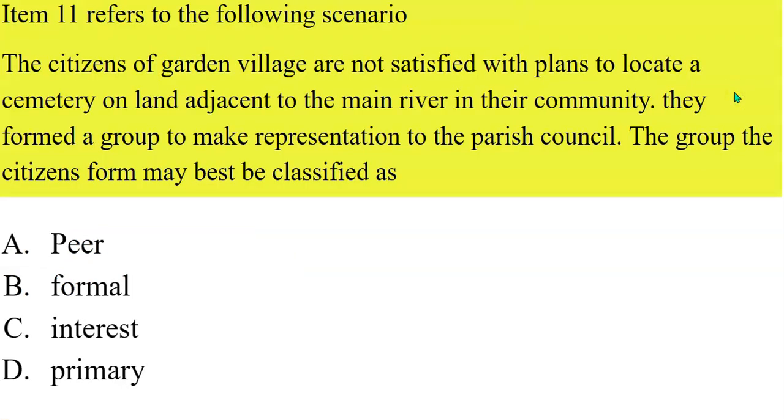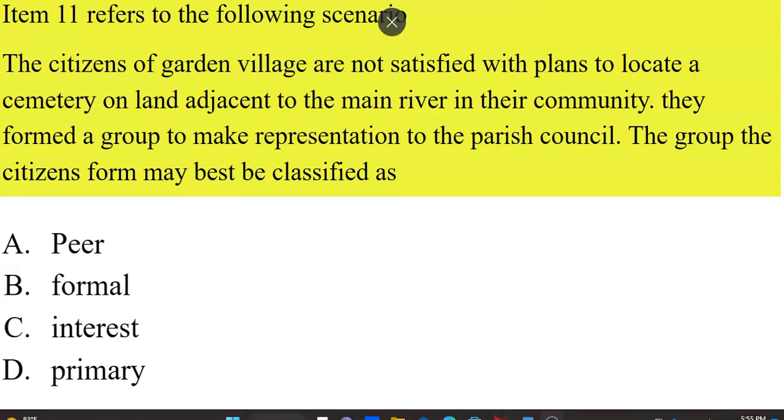Question 11. Item 11 refers to the following scenario. The citizens of Garden Village are not satisfied with plans to locate a cemetery on land adjacent to the main river in their community. They formed a group to make representation to the parish council. The group the citizens form may best be described as, and the answer to question 11 is definitely C, interest group.